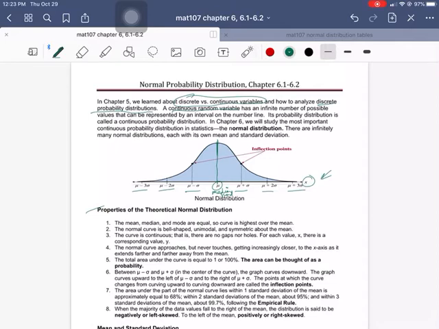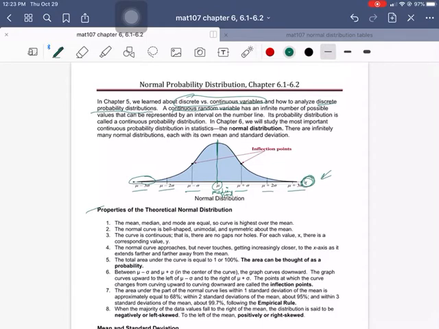The curve is continuous. There are no gaps or holes, and for each x value, there's a corresponding y value. So as you go along the scale, these are all your x's here. The normal curve approaches but never touches the x-axis. It looks like it touches, but it never does, getting increasingly closer as it extends farther and farther away from the mean.